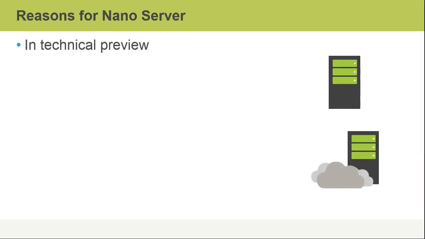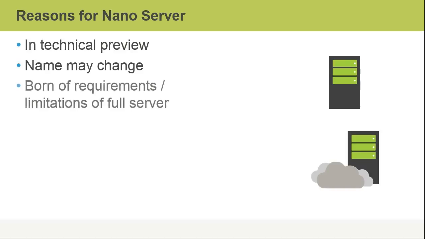NanoServer is still in technical preview. As such, its name could change before the final release date. Its original code name was Tuva, spelled T-U-V-A, so the name still could change.